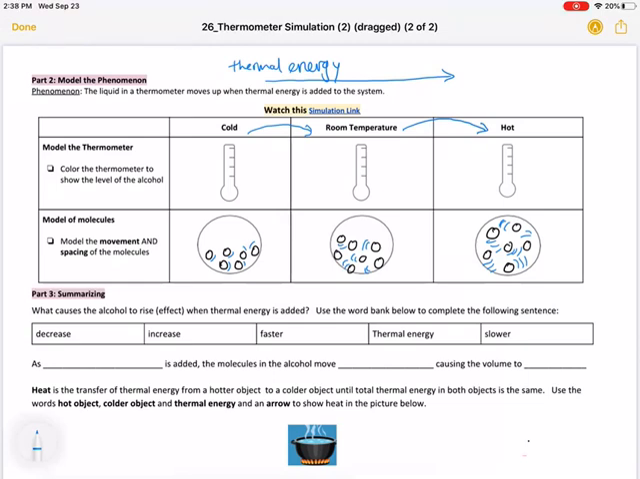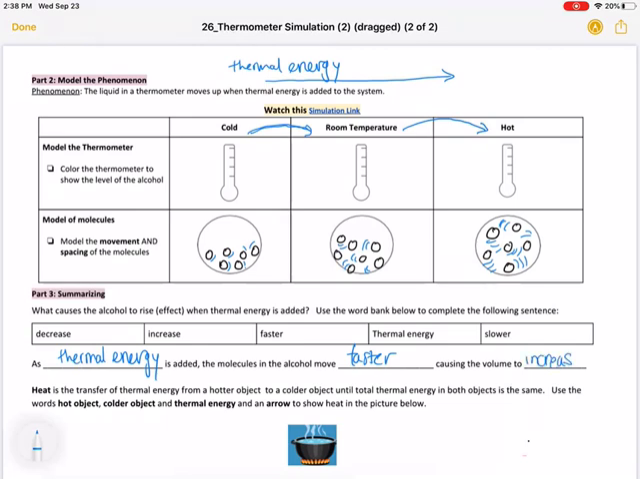effect when the thermal energy is added. We are going to use these words. So as thermal energy is added, the molecules in the alcohol move faster. I can see that here. So as thermal energy is added, remember we're going this way, we're adding energy, they are moving faster. I can see that from my lines that I modeled up top here. And this causes the volume to increase.